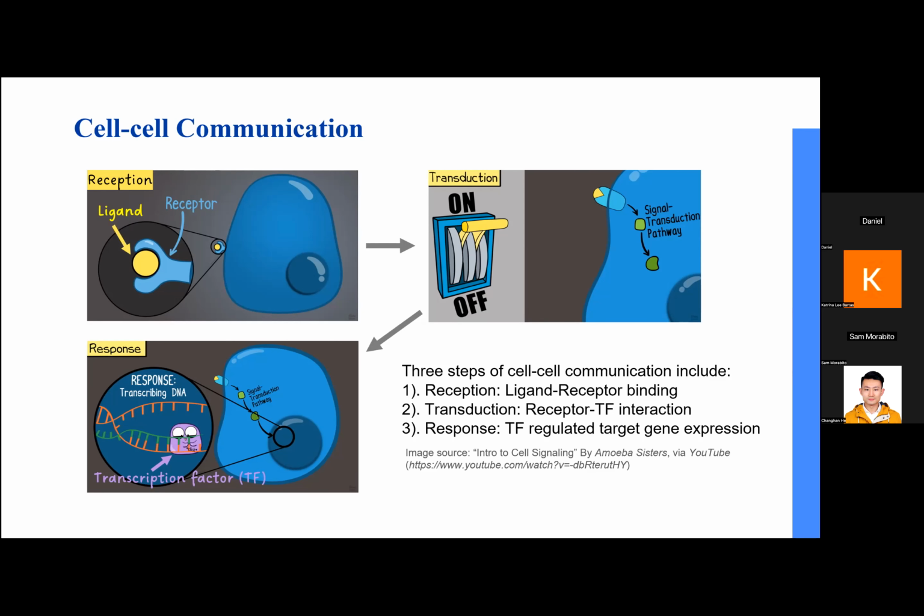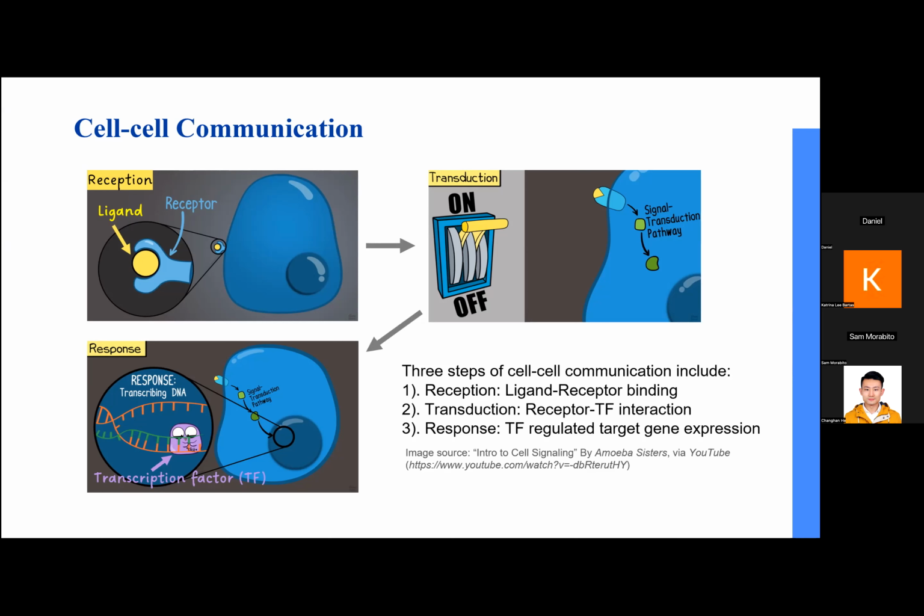These three steps of cell-cell communication are: first, reception, the ligand-receptor binding; second, transduction, the receptor to TF interaction; and third, the response, the TF-regulated target gene expression.